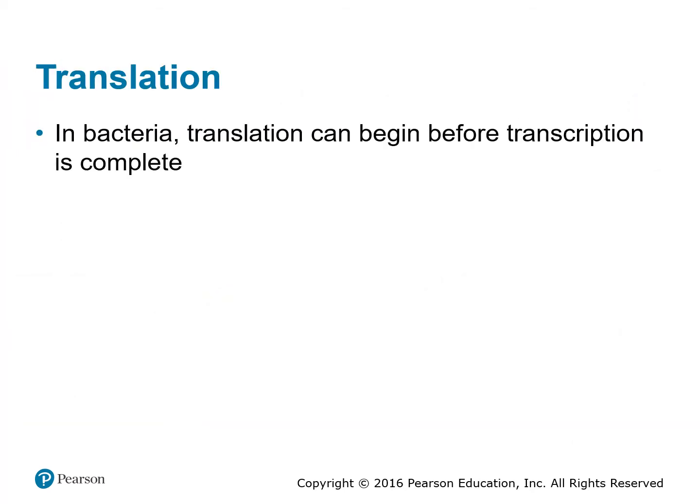Now, when we think of eukaryotic cells, when eukaryotic cells want to make their own proteins, they still have to go through transcription and translation, but transcription and translation in eukaryotic cells happen in order. So in eukaryotic cells, transcription must take place first, and it must be completed before translation begins. But that's a different story in bacterial cells.